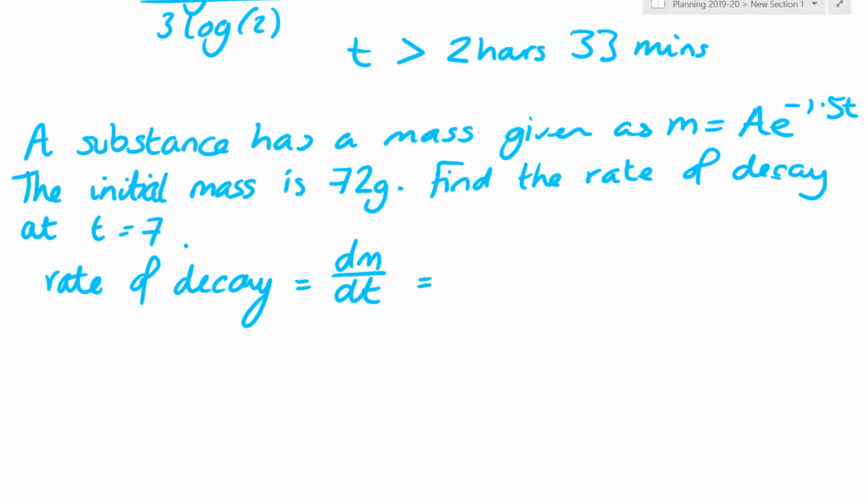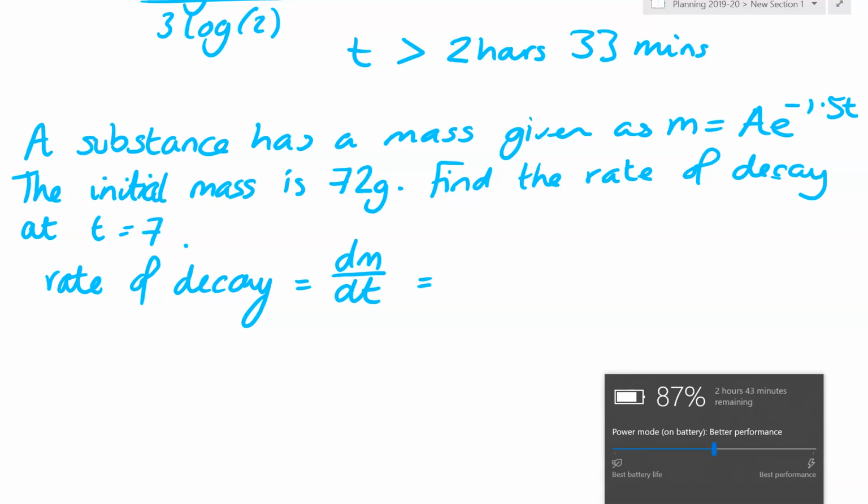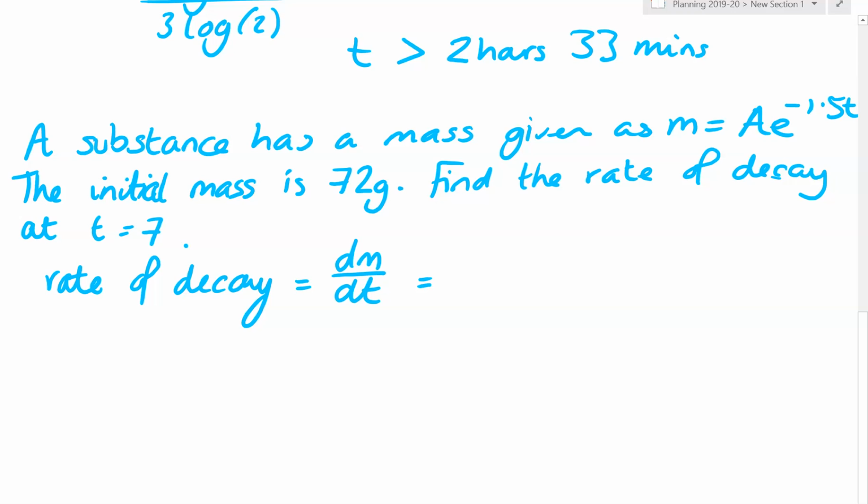We need to find out what a is, I can do that in a minute. So the derivative of this is going to take the coefficient of t, so the negative 1.5, and drop it down the front. So we get negative 1.5a e to the negative 1.5t. So that's the rate of change. I just need to know what a and t are.